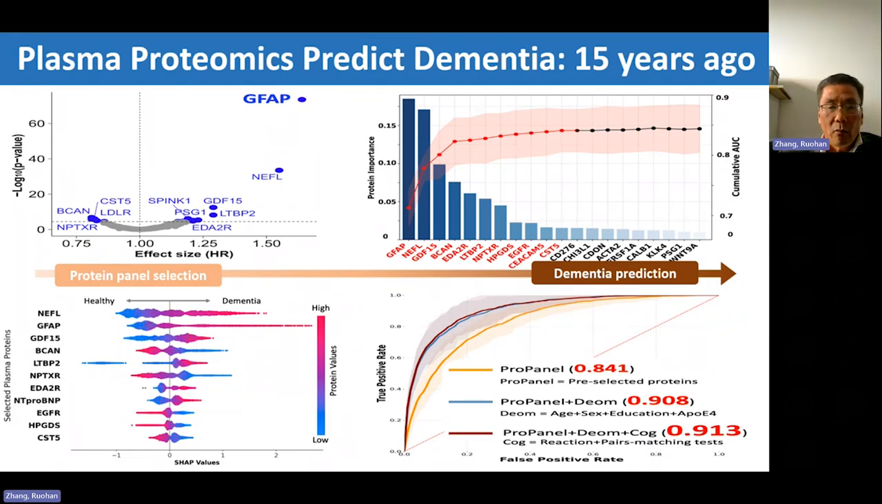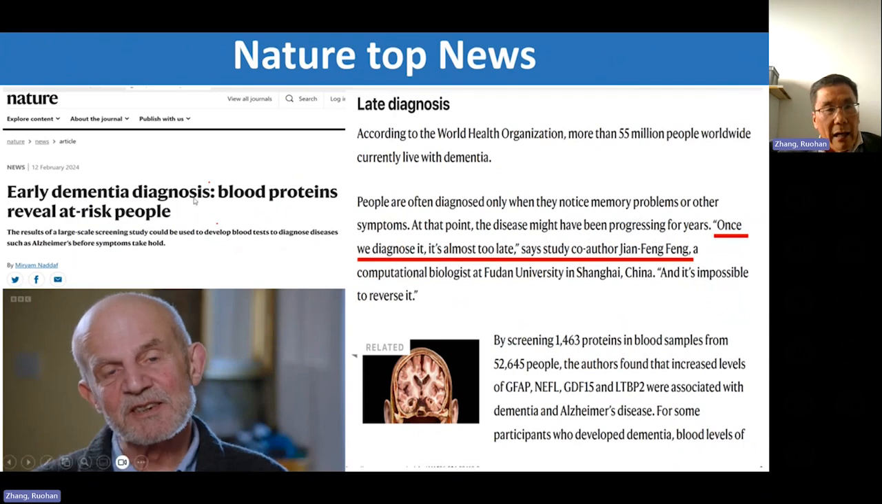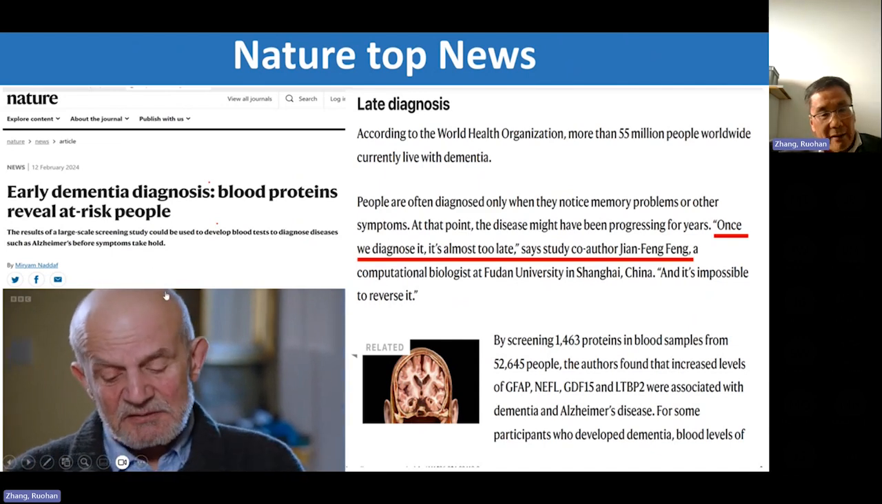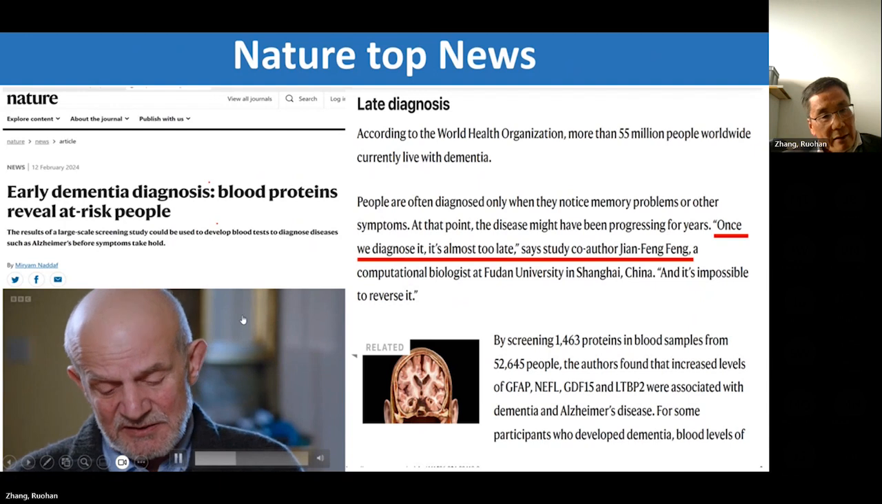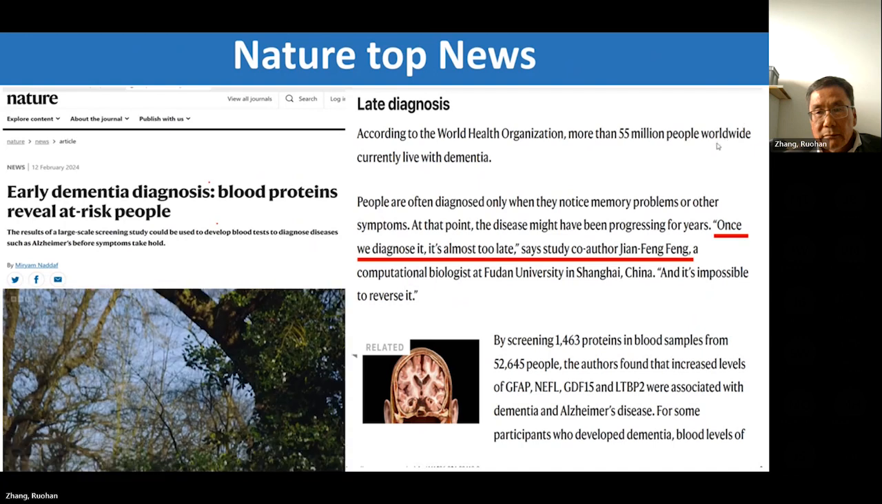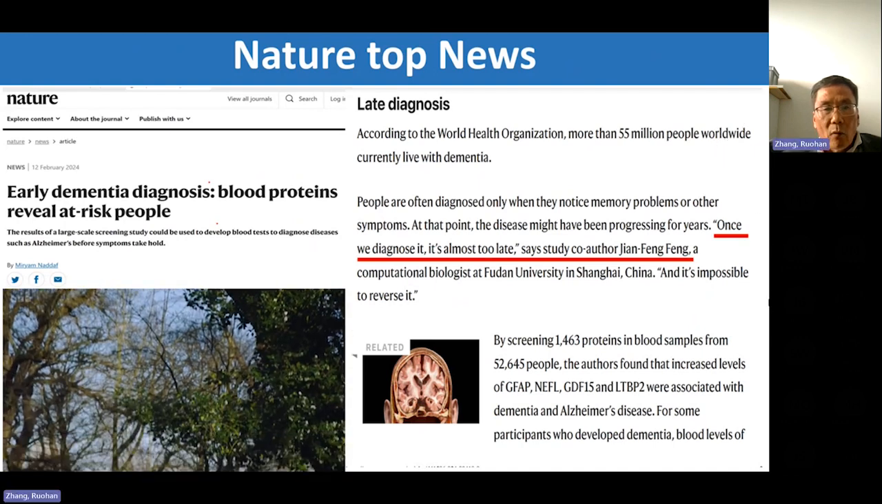And so we published this, and then that was a BBC News broadcast. The news is nothing to do with our paper, but it came before ours. But essentially, what I want to tell people is that for early dementia diagnosis using blood proteins, we can do a pretty good job.